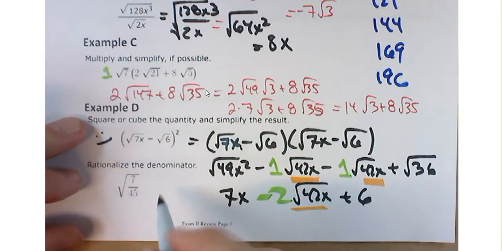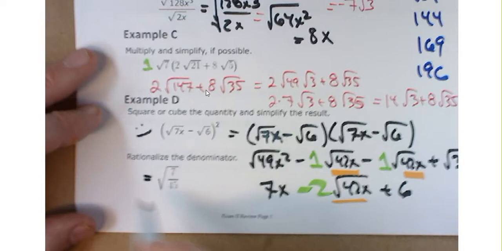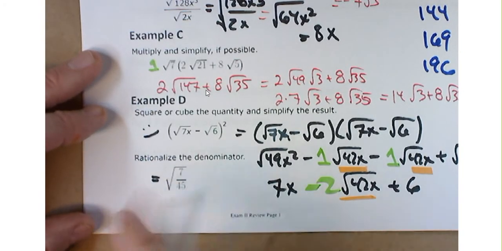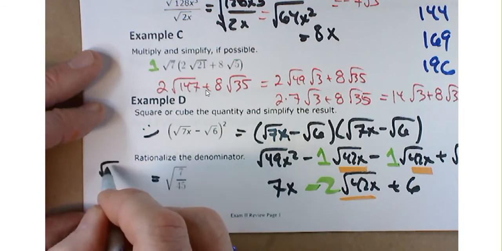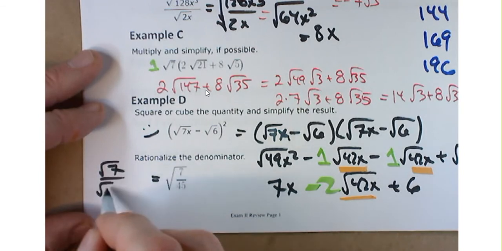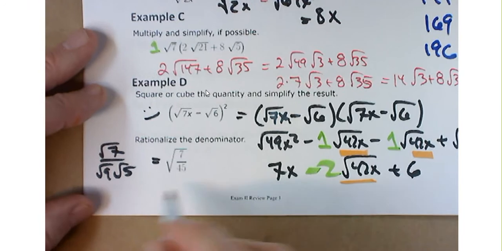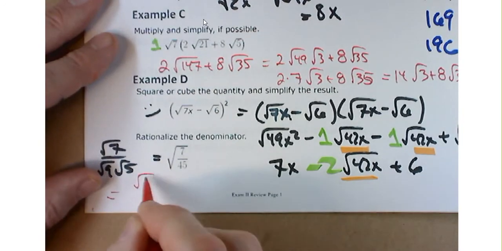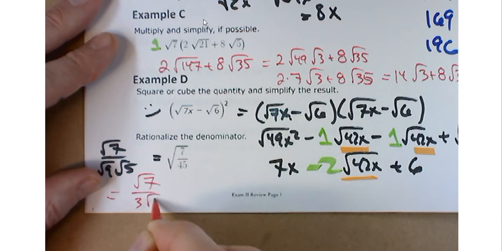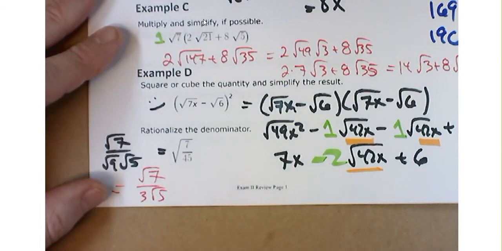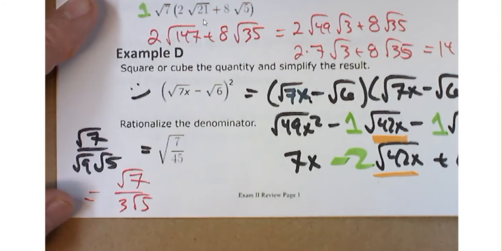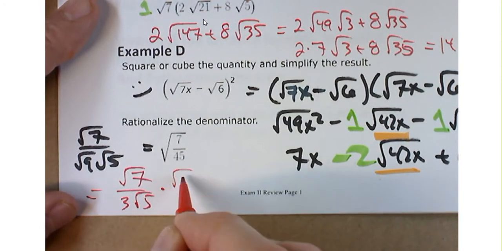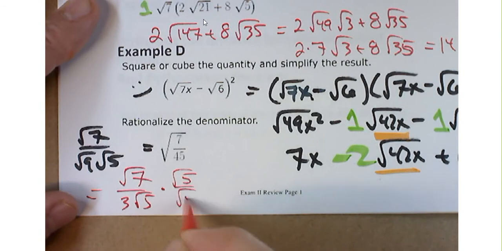So, rationalize the denominator. I guess I would start this one by realizing that 45 has a perfect square that goes into it. Square root of 7 over square root of 9 times square root of 5. So this really becomes square root of 7 over 3 square roots of 5. You're still stuck with an irrational term in the denominator, which we don't like. So you multiply by square root of 5 over square root of 5.